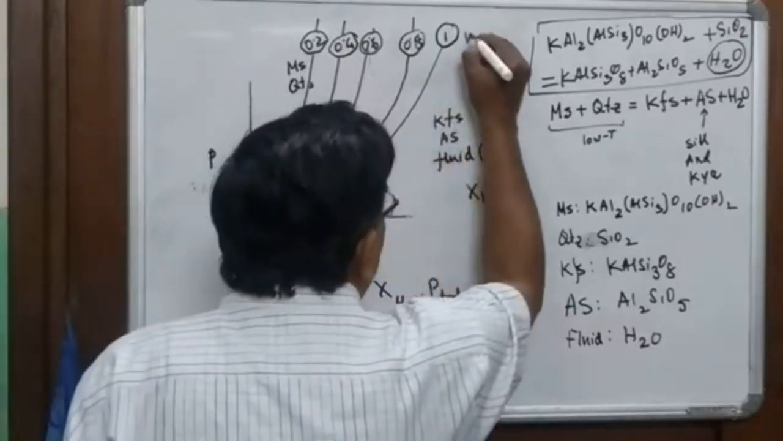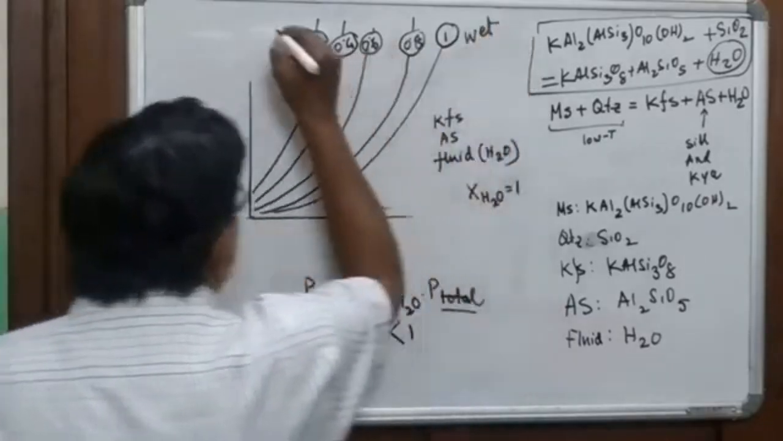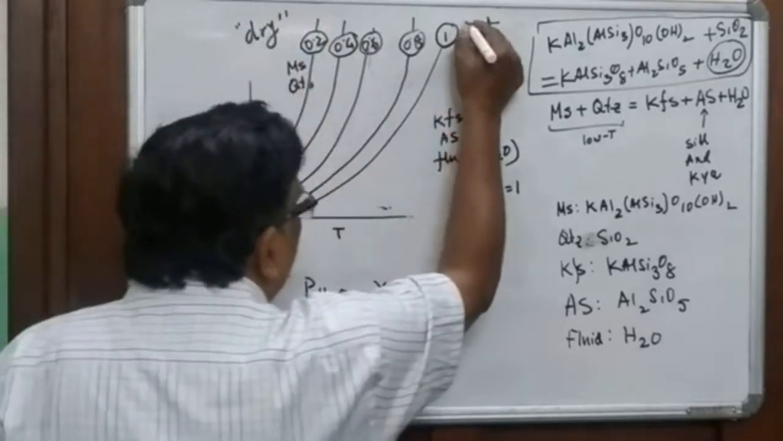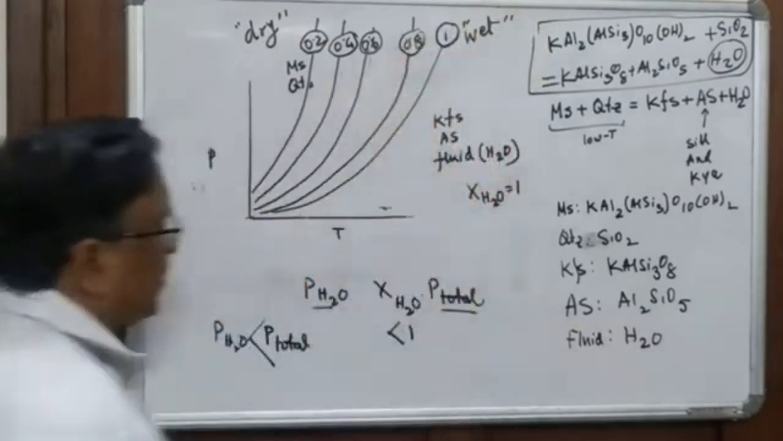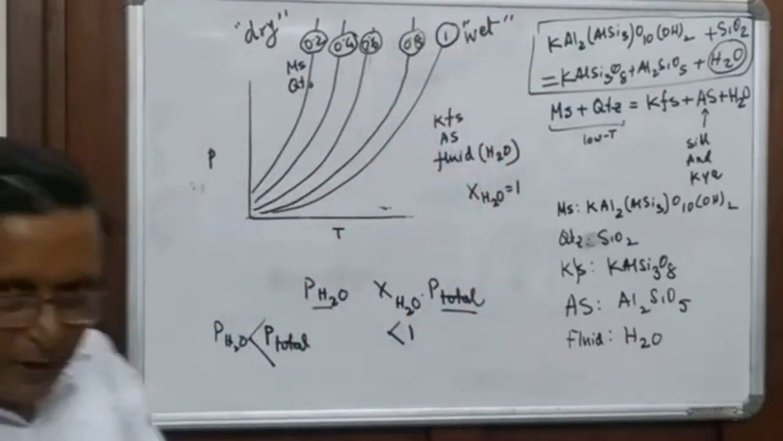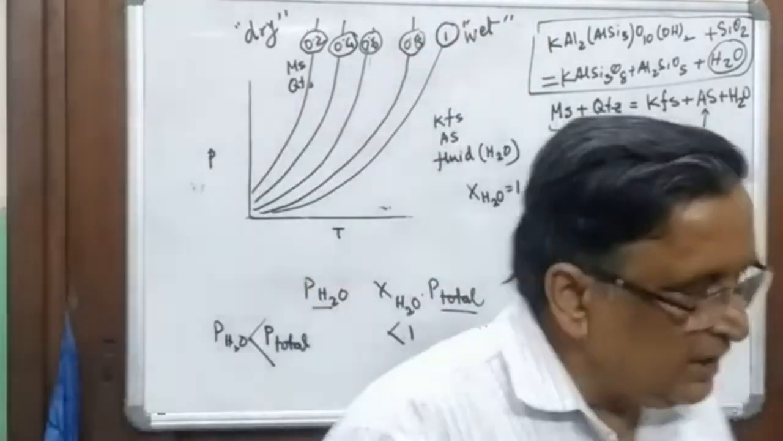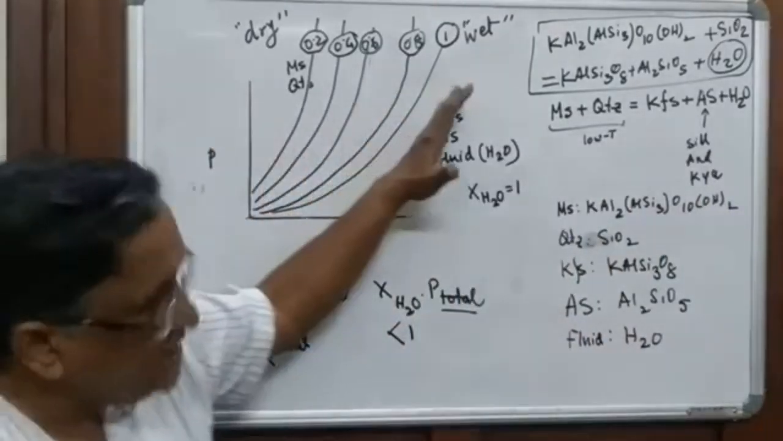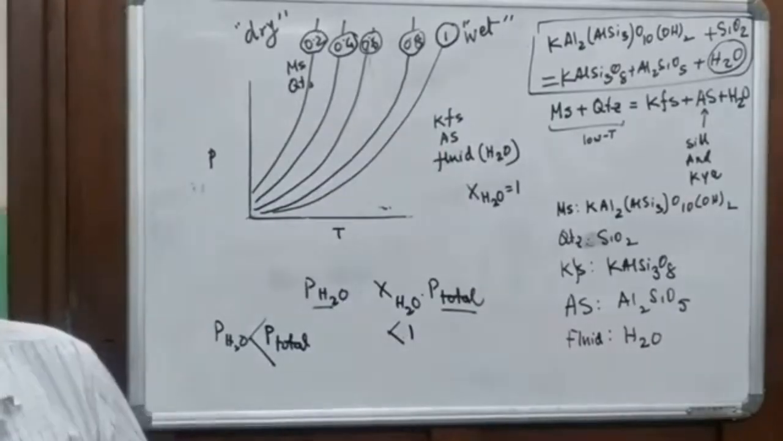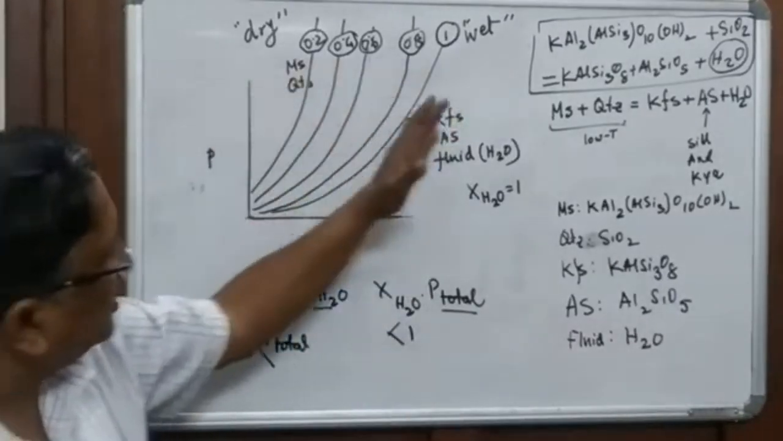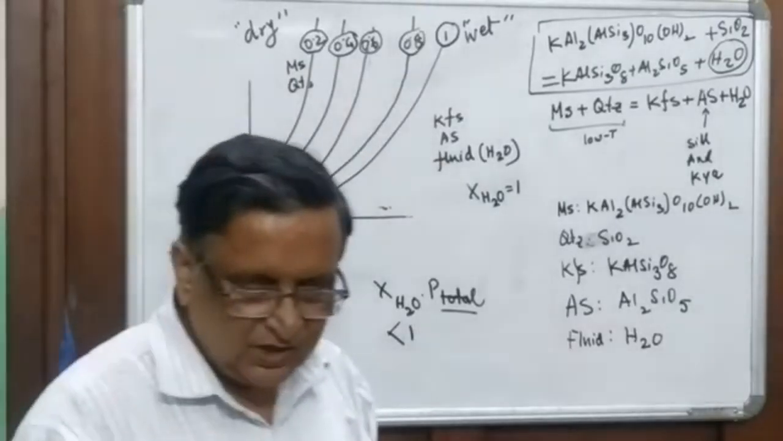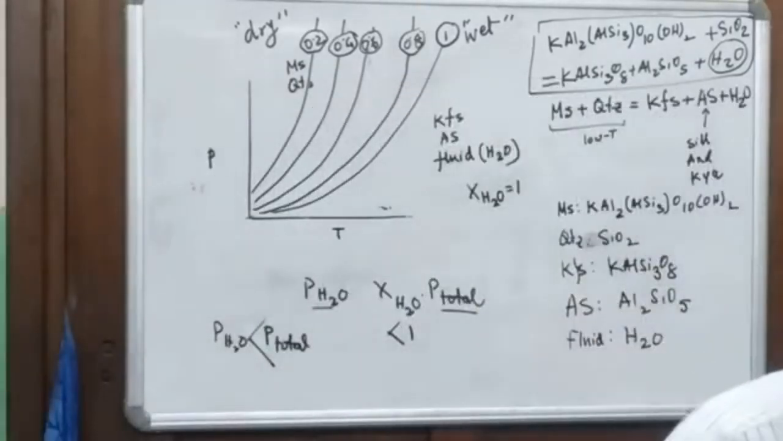So this is wet rocks and these are dry rocks. Wet rocks and dry rocks. So as you wet the rock, the stability field of the low temperature form increases towards higher temperature. And if you dry the rocks, the opposite happens. This is a well-known fact.